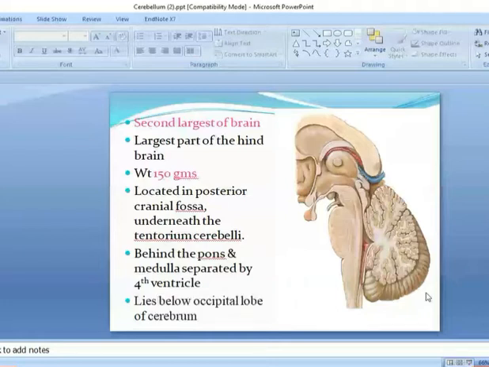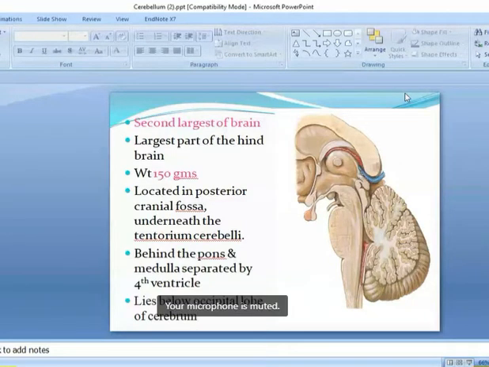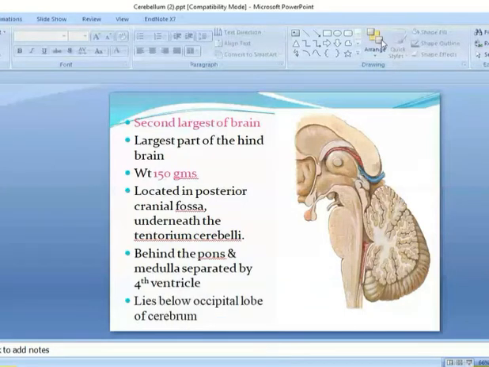So external feature, when you see the cerebellum, it has two surfaces, superior surface and inferior surface, and two notches. This is anterior cerebellar notch and this is posterior cerebellar notch. Look at it. This is anterior cerebellar notch and the posterior cerebellar notch.